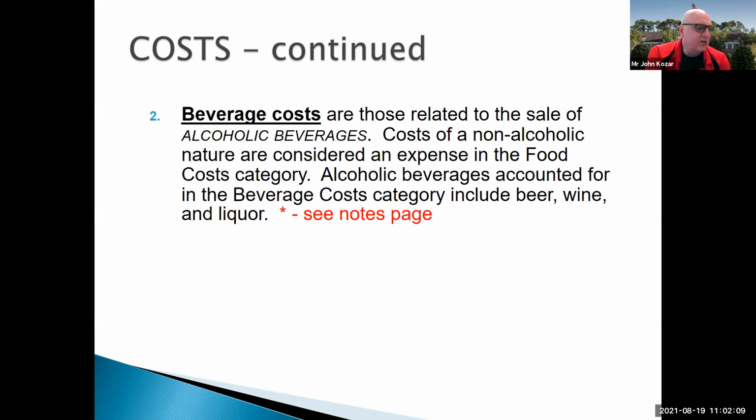Beverage costs, those are related to the sales of alcoholic beverages. That's what we're talking about in this class. If you're serving sodas and iced tea and things like that, that would come under your food cost. But there are some things that we're going to talk about when we discuss beverage alcohol and the unique characteristics of it. So specifically, we're talking about beers, wines, and liquor.